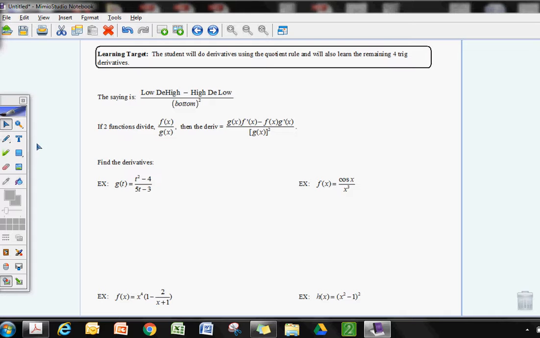Today is going to be the quotient rule. Remember yesterday we did product rule when we were multiplying things together? Well, today is the quotient rule when we are dividing.